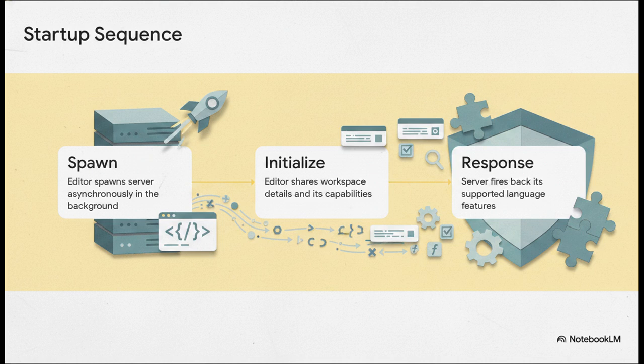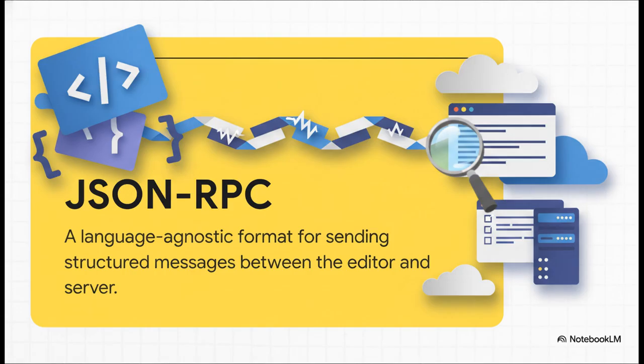Now, all of this negotiation happens over JSON RPC. What is that? Well, it's essentially a language-agnostic transport format. It's just a transport layer that carries the language server protocol, or LSP, messages back and forth using asynchronous requests and notifications. And what's really brilliant about this is that because it's completely asynchronous, the language server can be crunching massive amounts of data in the background. We're talking running deep static analysis or indexing thousands of files. And it does all this without ever freezing up your editor's user interface.